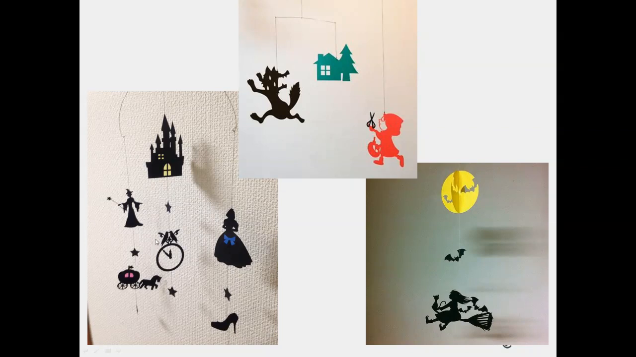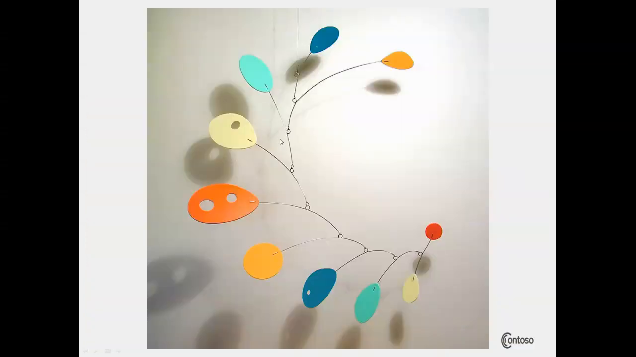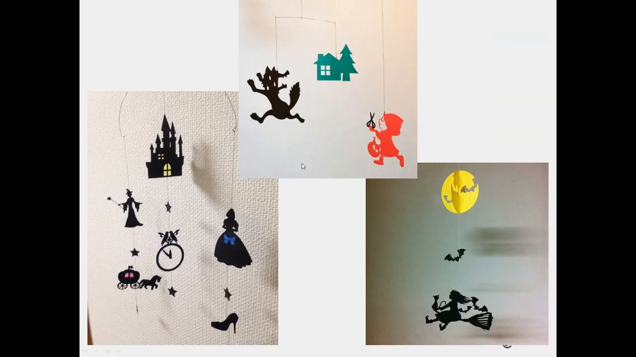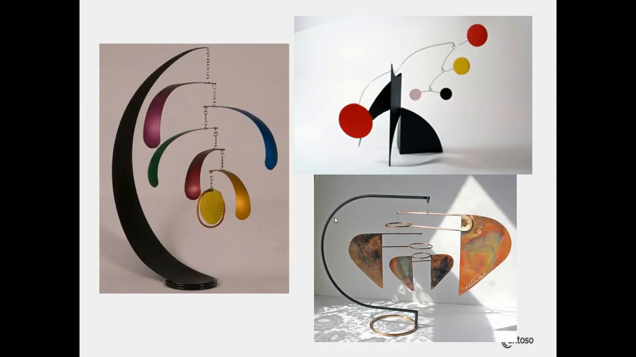And also on the left here is one shoe, and then the carriage with the horse, and the fairy castle, and the lady. So this is Cinderella's story. Unlike this one, this is more of an abstract theme. So this one here is connected to fairy tales. Actually, any idea or theme can definitely be used to create your mobile art.